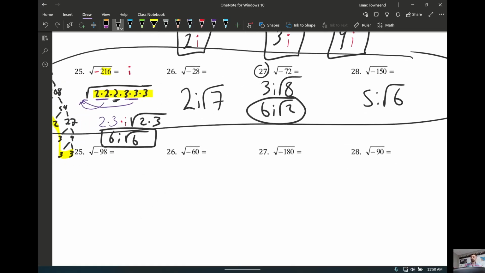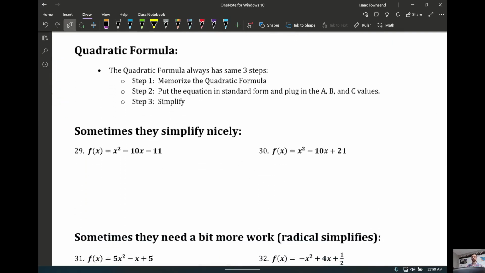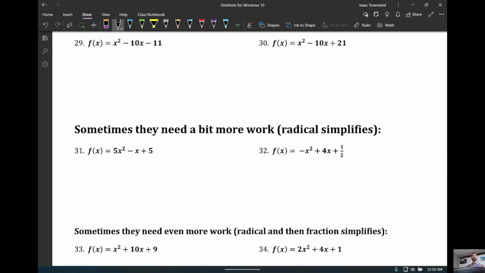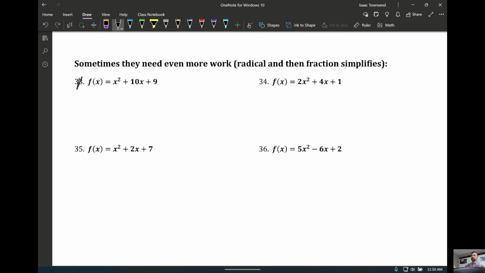Okay, so that leaves a couple more that I would like you to come back and practice, but let's not worry about that right now. Let's go to the next page. So this is where we're going to focus on quadratic formula, but we're going to start off with the nicest, cleanest that it's going to be with 29. Then 31 is a little bit messier, and then 35 is a little bit messier. 33 is kind of out of place, so we're going to cross that one off. We don't need to do that one.